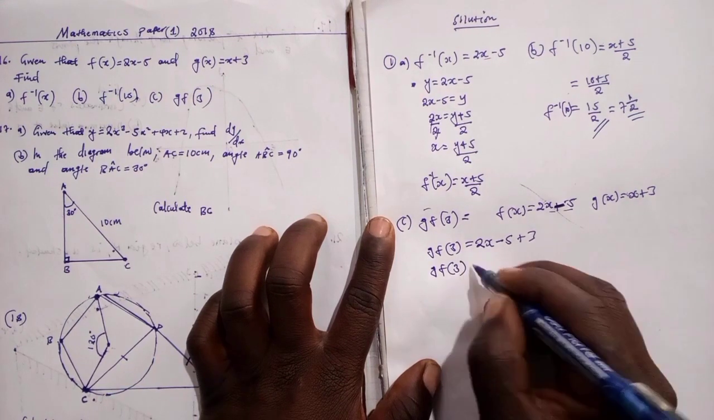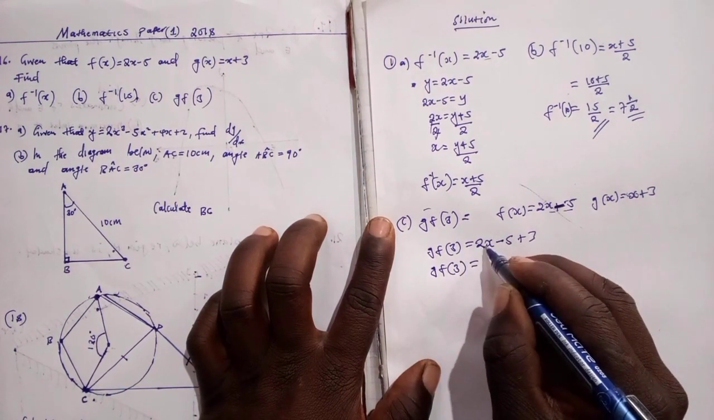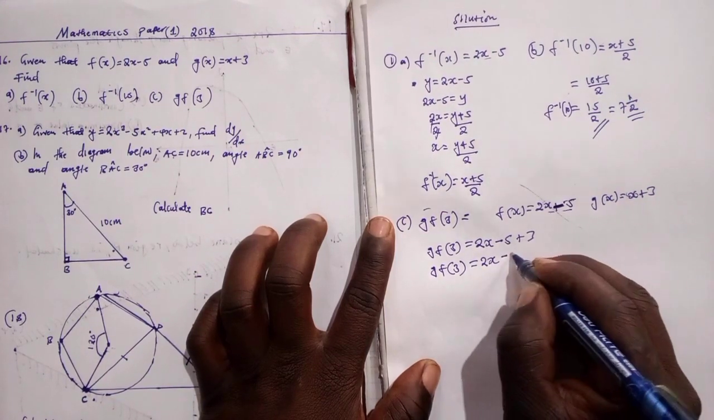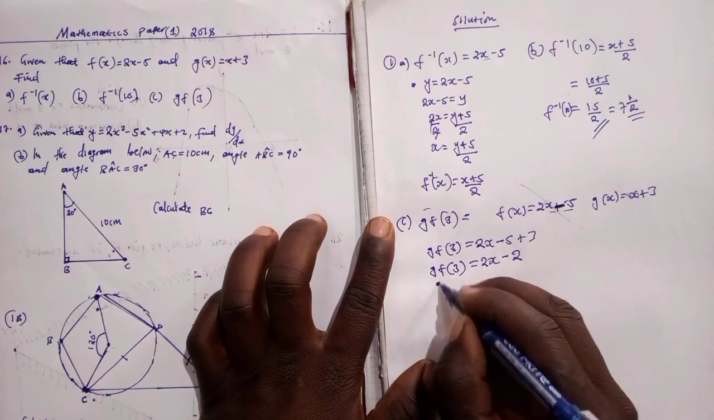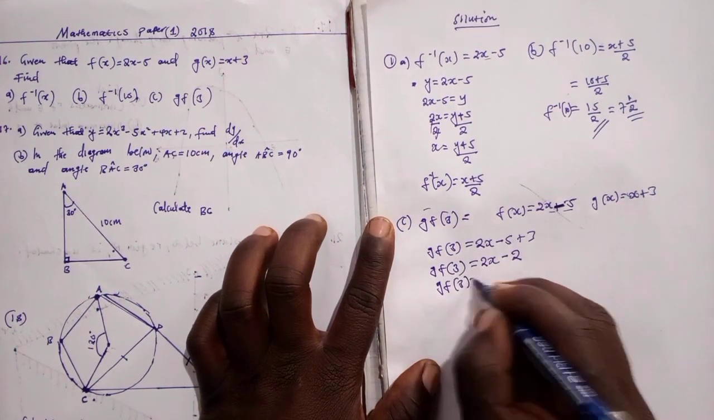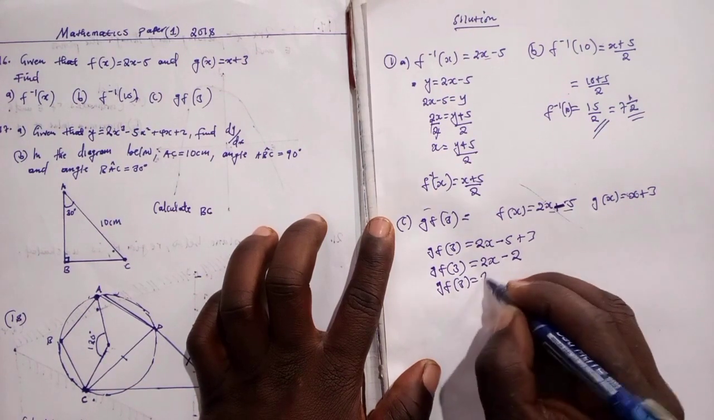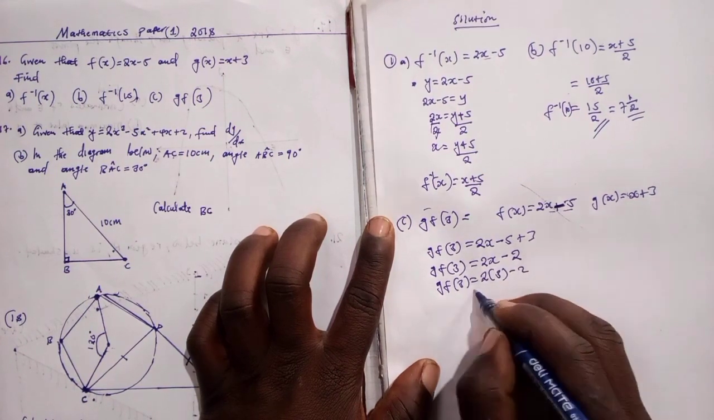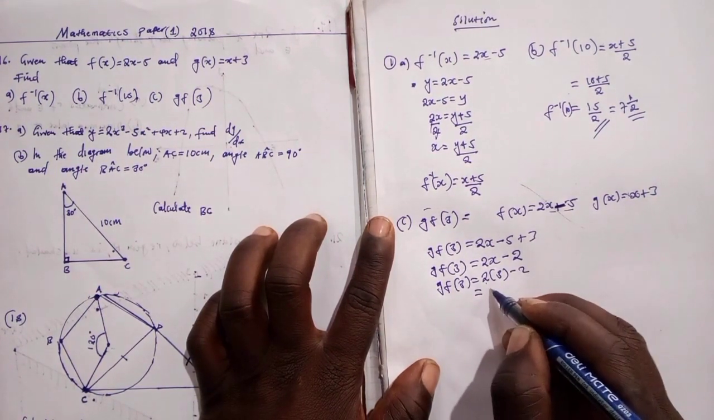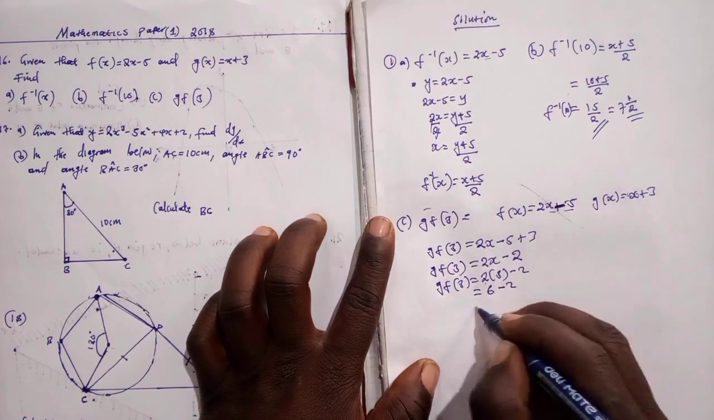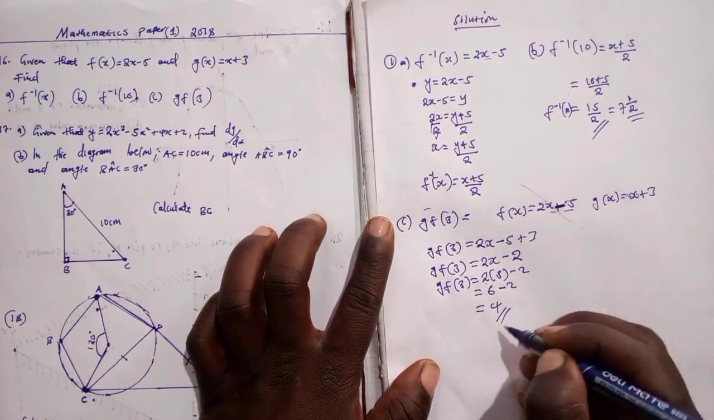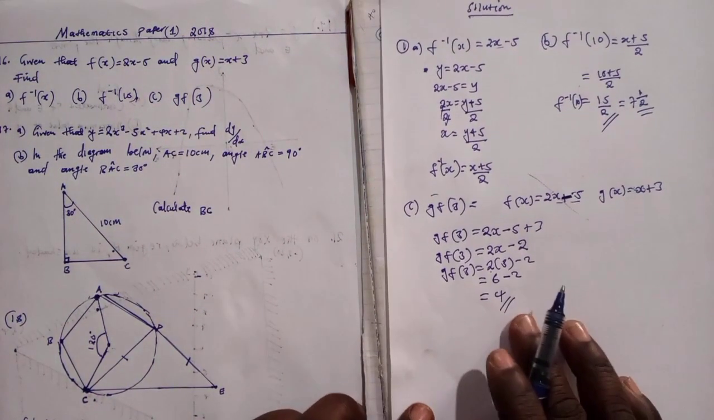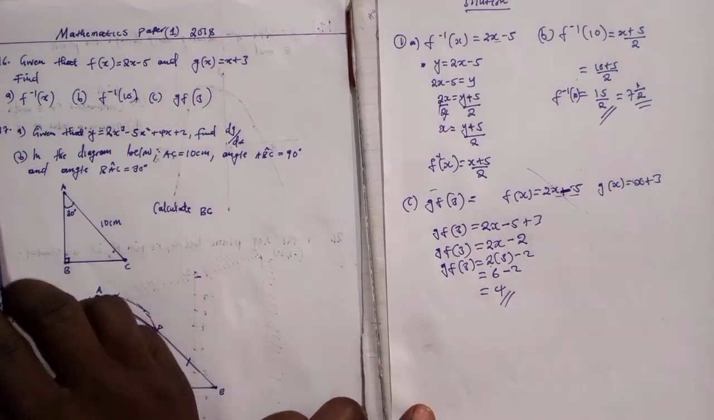Then gf of x equals 2x minus 5 plus 3, which is 2x minus 2. Then when you substitute 3 for x, it is going to be 2 times 3, which is 6, minus 2, and the answer will be 4. This is our answer for number 1c. So now let's move on to question 17.